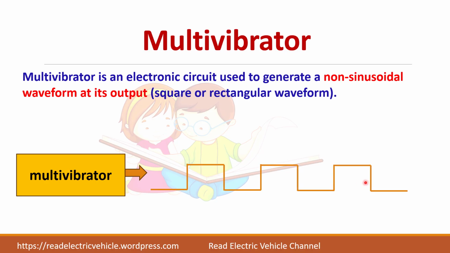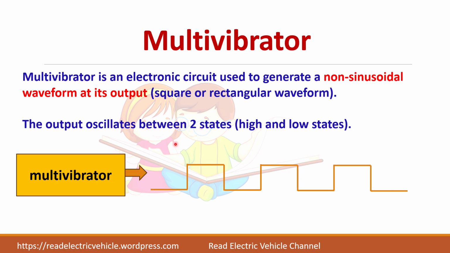A multivibrator is an electronic circuit used to generate a non-sinusoidal waveform. Something of this kind you can get. So this is a square wave. It can be a rectangle also depending upon the type of multivibrator we use. The output oscillates between two states. You see here there are two states in this. One is the high and the other one is the low. So there are two states in a multivibrator and usually the output will oscillate between these two states.